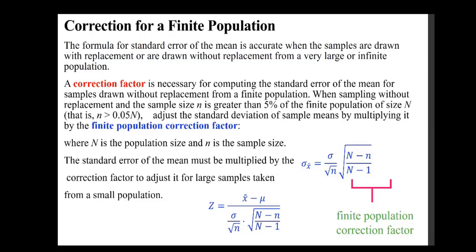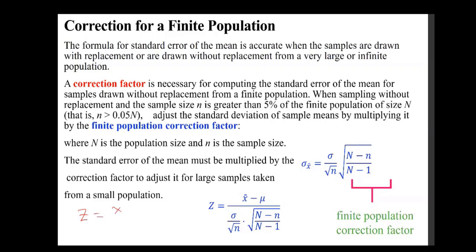size N, that is, n is greater than 0.05 N, adjust the standard deviation of sample means by multiplying it by the finite population correction factor, where N is the population size and n is the sample size. The standard error of the mean must be multiplied by the correction factor to adjust it for large samples taken from a small population. Here's the formula we have.